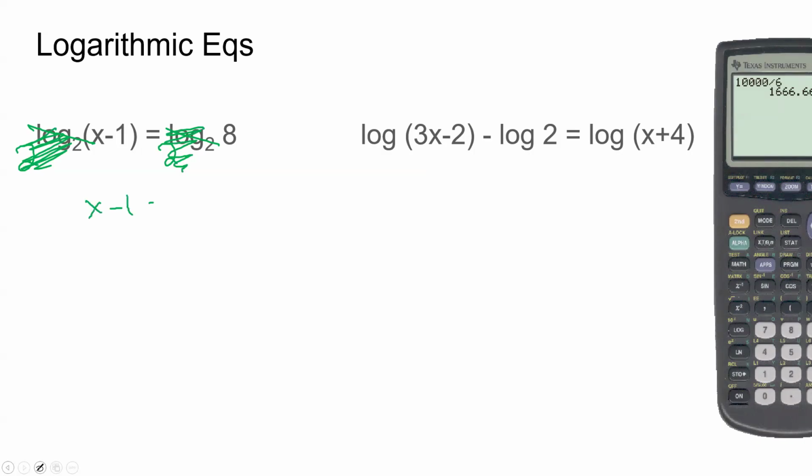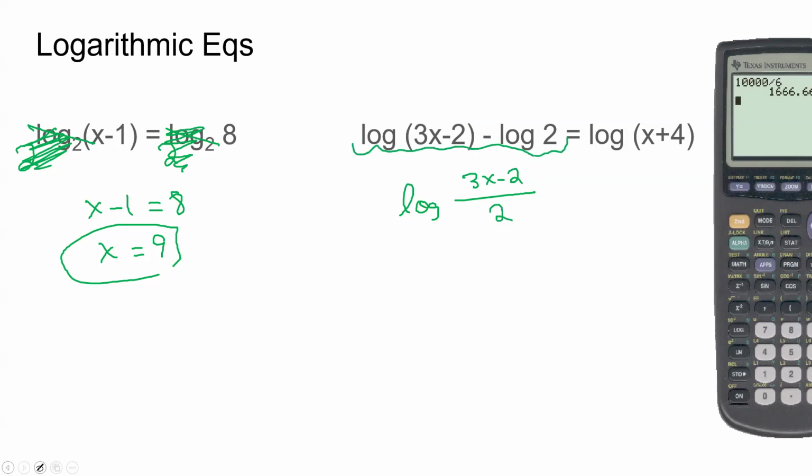That's going to leave me an x minus 1 equals 8. And I don't know anybody that can't figure that one out. That's going to be a 9. Okay. Last one here. Got log of 3x minus 2 minus log of 2. What are we going to do? We got logs all over the place. Oh, wait a minute. Here, log minus a log, I could rewrite that as a quotient, right? So I could write this as the log of 3x minus 2 over 2. That will nicely simplify all this, and that's going to be equal to all of that.